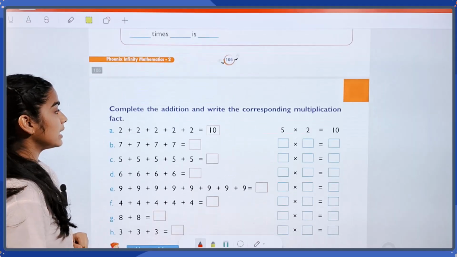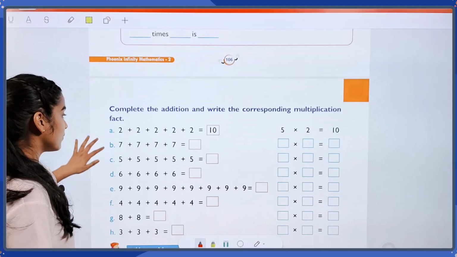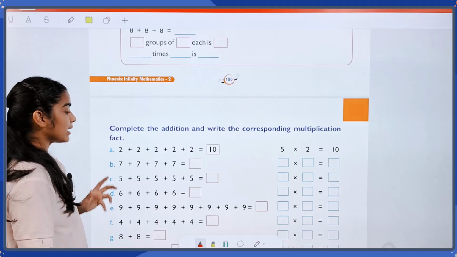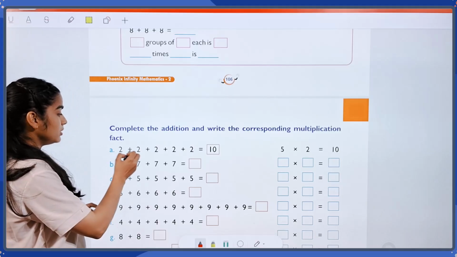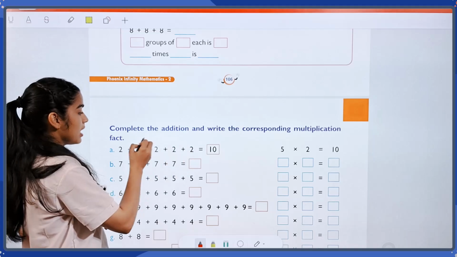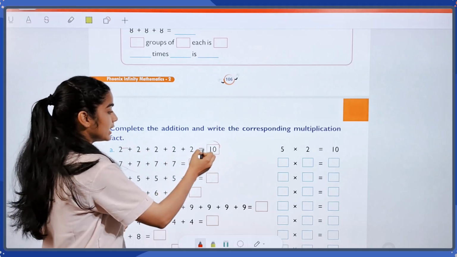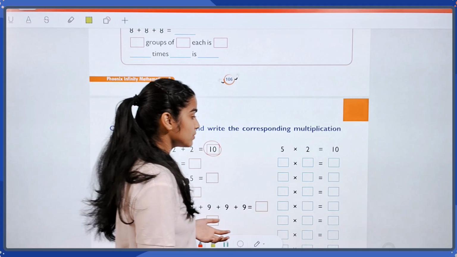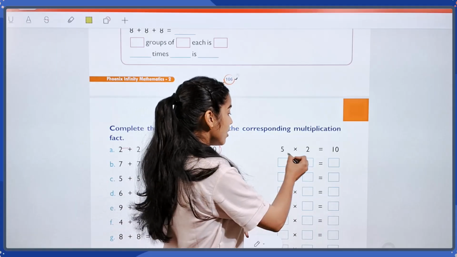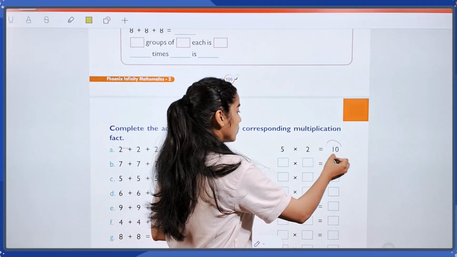Complete the addition and write the corresponding multiplication fact. First of all, we have to count how many times we have a particular number. 1, 2, 3, 4, 5. If we add 2 five times, we get 10. And how can we write the same thing in another way? 5 multiplied by 2, which is equal to 10.